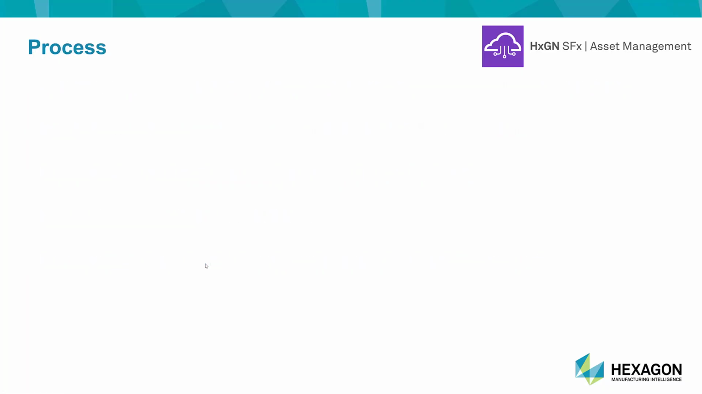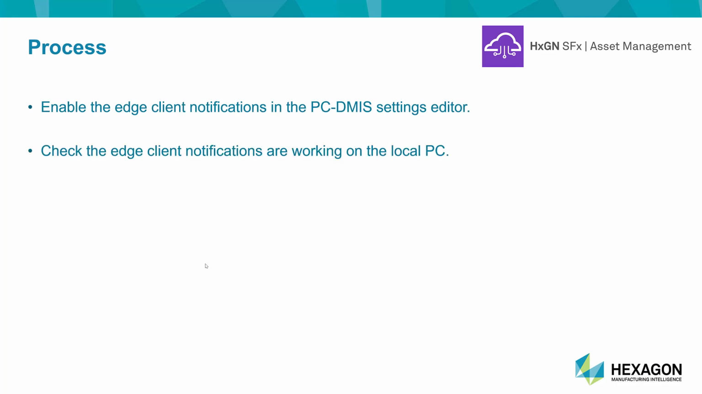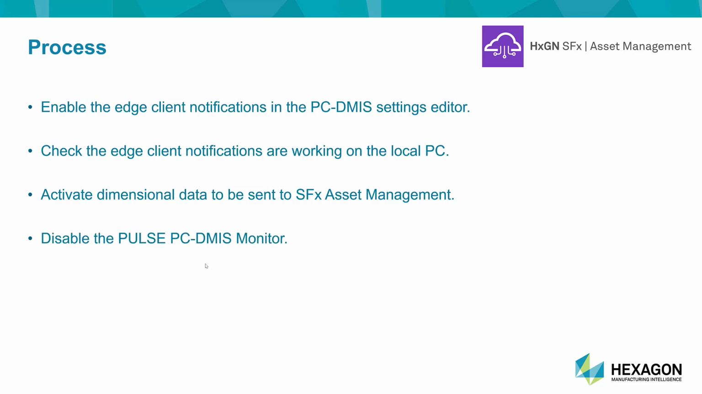So, quick recap. What did we do? First of all, we enabled the Edge Client notifications in the PC-DMIS settings editor, followed by we checked the Edge Client notifications are actually working locally on the PC prior to looking on the cloud. Then I activated the dimensional data to be sent to SFx Asset Management. I disabled the Pulse PC-DMIS monitor, and then I checked SFx Asset Management is receiving data from the asset.